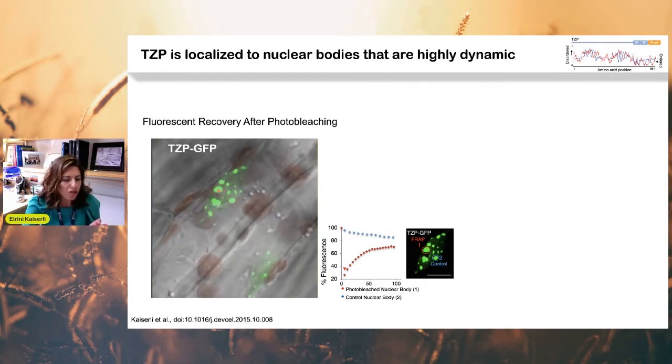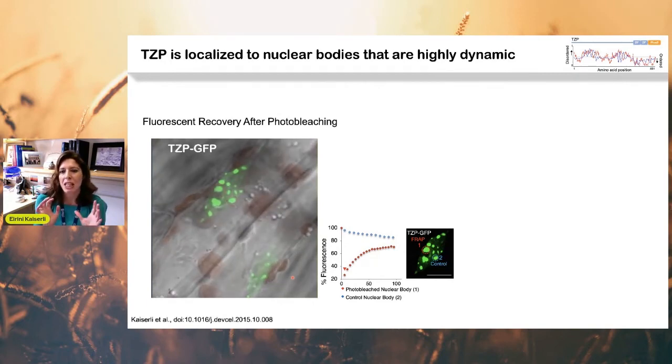So you can bleach one of these nuclear bodies and monitor how fast it recovers. And it's really, really fast, which suggests that possibly something is actively recruiting TZP into these parts of the nucleus. Now, you need to keep in mind the nucleus doesn't contain membrane-bound organelles. There isn't the ER around it, but there are no membrane-bound organelles within the nucleus. So that's very interesting in terms of how it is working.